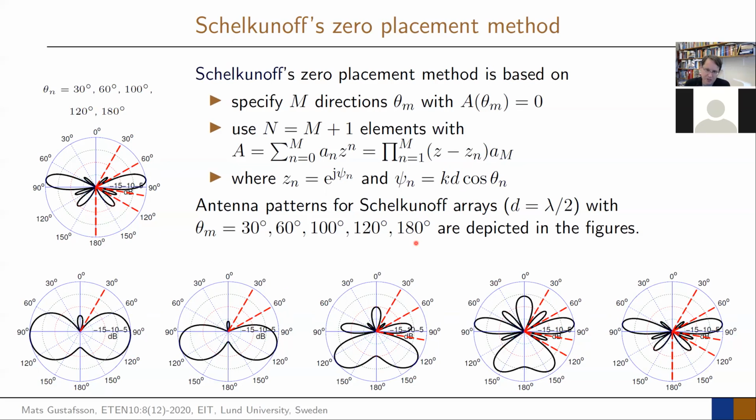The bad thing with this is, of course, I don't know where it radiates. I only know where the zeros are. So in a practical case, think about jammers or something that you should not radiate in that direction.